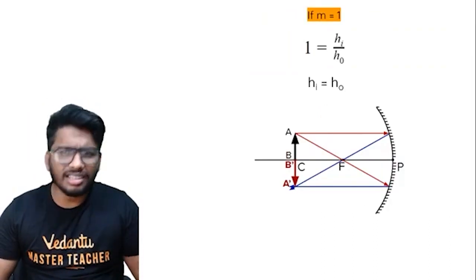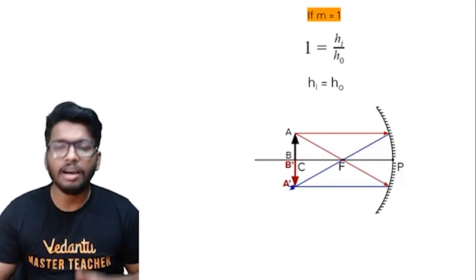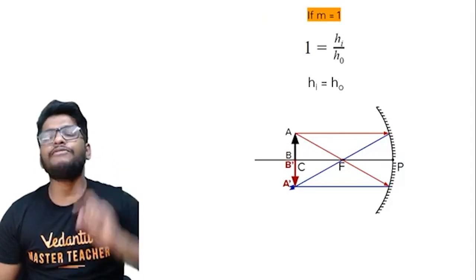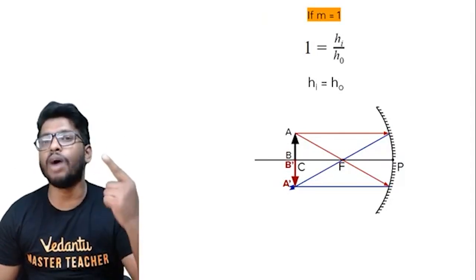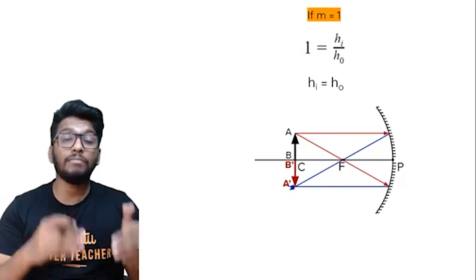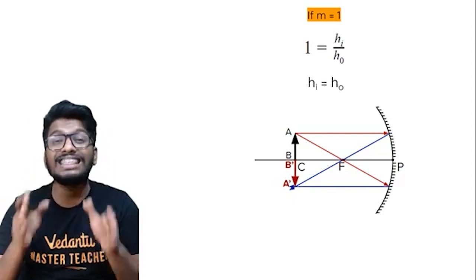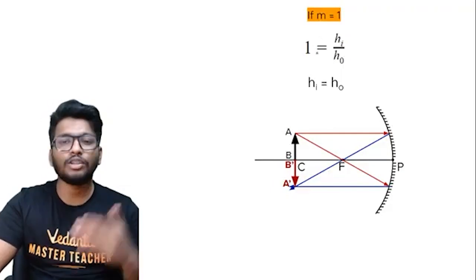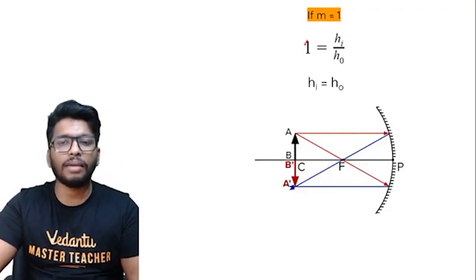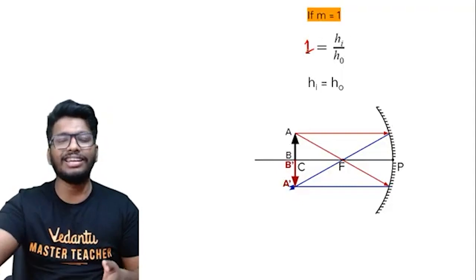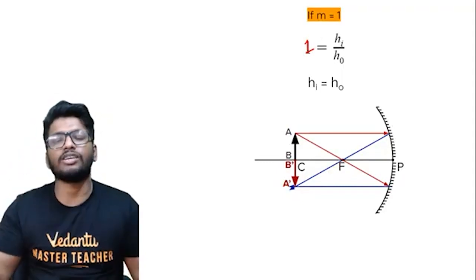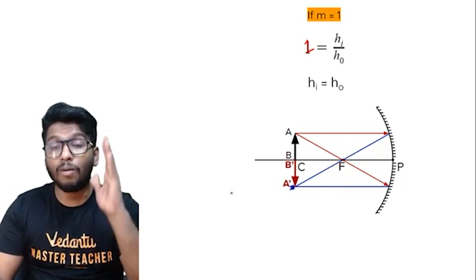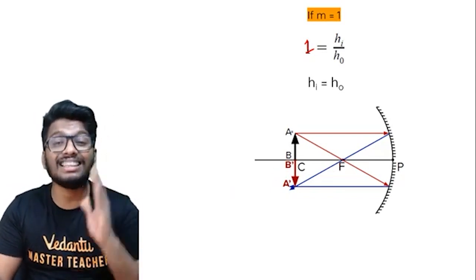Now, there is another condition which I'll be telling about in a minute, but for that, guys, let's understand a little bit more about magnification. If the magnification is equal to 1, this means that the image and the object are of the same size. M is equal to HI by HO. So if M is equal to 1, then 1 is equal to HI by HO. Take HO to the other side, and you get HI is equal to HO. Very simple. This is a condition where the object is kept exactly at the center of curvature.